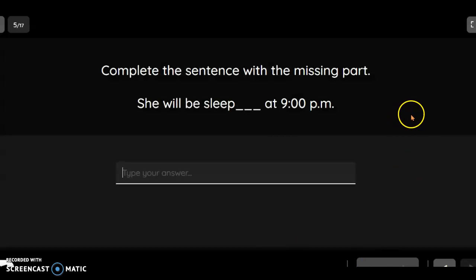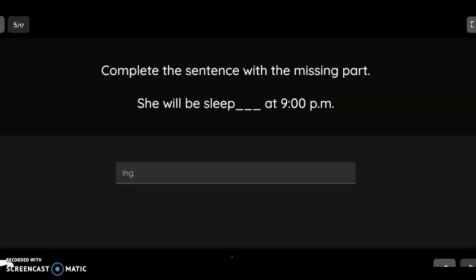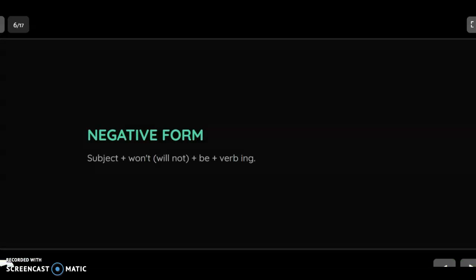Number 2, complete the sentence with the missing part. She will be asleep at 9 p.m., a specific time. So what's your answer? Good job. She will be sleeping, right? We're missing the ing. Sleeping. In negative form, what we do is we use won't, right? That means will not. You can use any of the two options. Subject plus won't or will not plus be plus the verb that ends in ing.